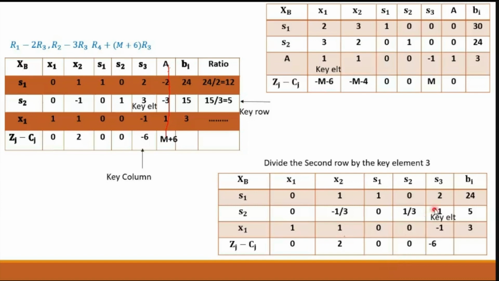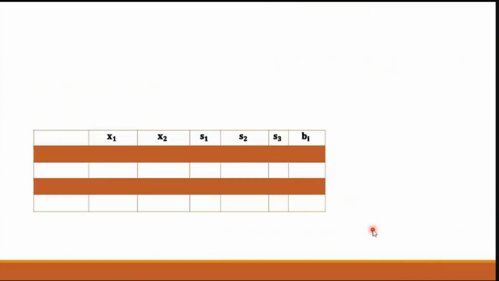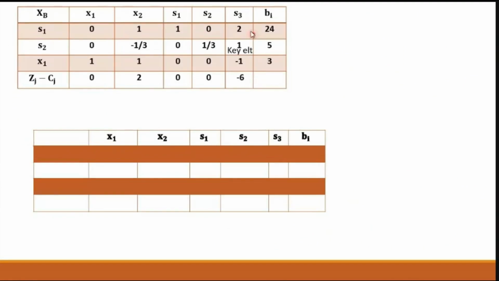So again, next our aim will be to make this 0, and this 0. So I'll write this table again in the next slide. This was the key element. Now make this element 0 by using the transformation R1 minus 2R2. To make this element 0, R3 plus R2. To make this element 0, R4 plus 6R2. We are using the transformations R1 minus 2R2, R3 plus R2, and R4 plus 6R2.